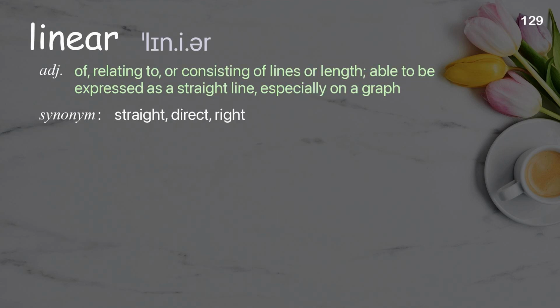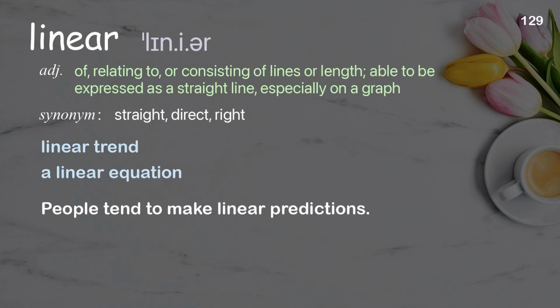Linear. Of, relating to, or consisting of lines or length, able to be expressed as a straight line, especially on a graph. Examples: linear trend. A linear equation. People tend to make linear predictions.